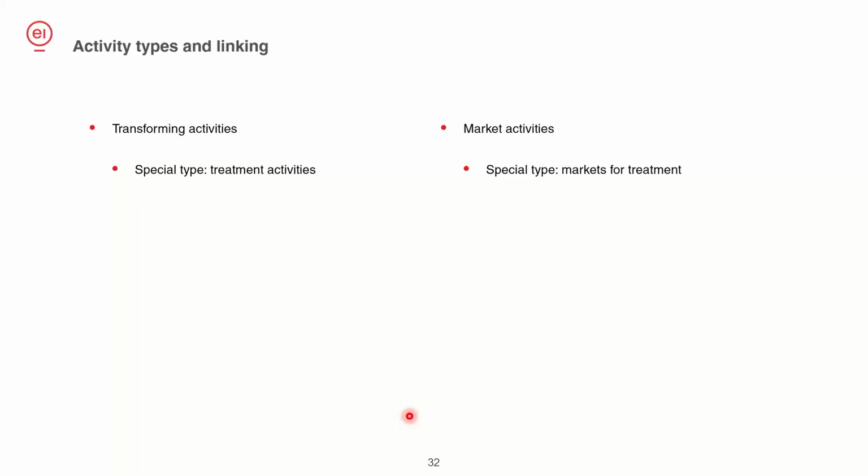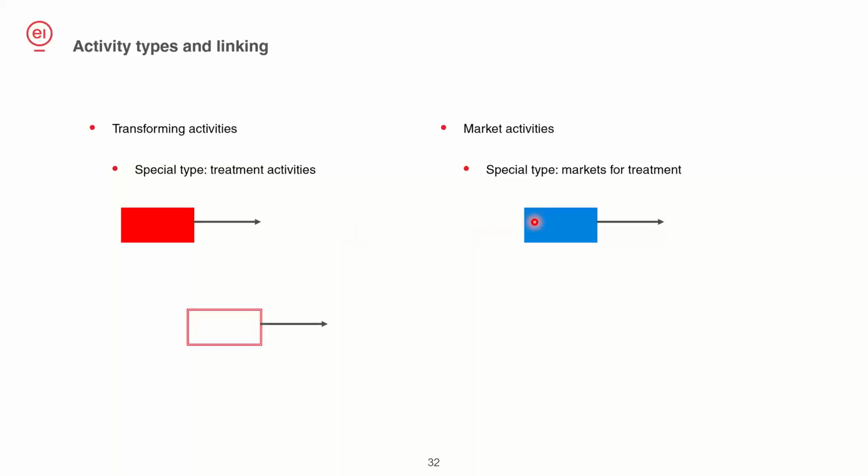In the ecoinvent database, we have two different types of activities. This separation serves to distinguish between two different needs. These are the transforming activities modeled with red and the market activities modeled with blue. And for all activities that have to do with waste, with treatment, we have a specific type. We have the treatment activities and the markets for treatment.